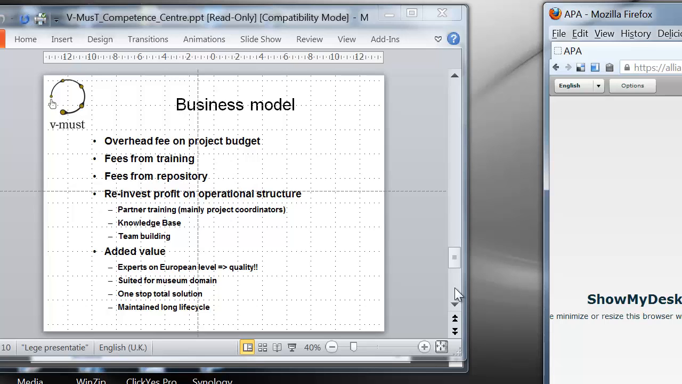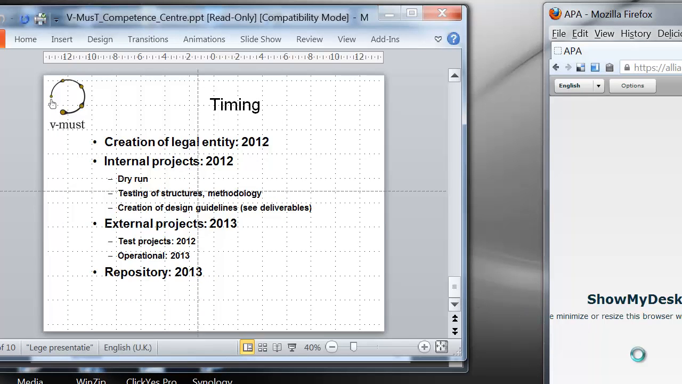We also provide a one-stop total solution. That means that a museum can come to us, we divide the work and we look for the right partners, we look for the right experts. We guide, in fact, a museum through the whole process from conception to maintenance. So that's a one-stop solution, which I think is very, very important.